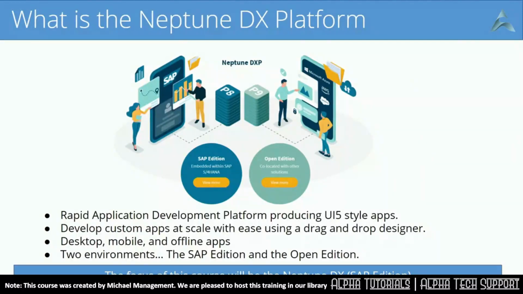As my banner down at the bottom says, the focus of this course, though, is going to be the SAP Edition. That's the edition that I'm most familiar with and the edition that I've rolled out at my company. So high level, though, what is Neptune? It's a rapid application development platform producing UI5 style apps. These are custom apps that you can develop and grow at scale using a simple drag and drop designer.